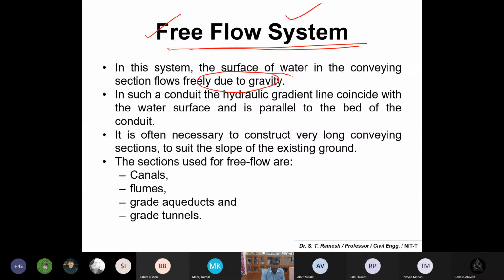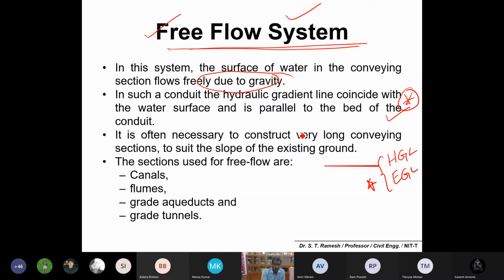In such a conduit, the hydraulic gradient line coincides with the water surface and is parallel to the bed of the conduit. You probably would have come across energy gradient lines and hydraulic gradient lines in fluid mechanics. We are not going to discuss this in detail. Please remember the conduits you are going to lay normally coincide with the hydraulic gradient line, thereby you can maintain gravity flow.